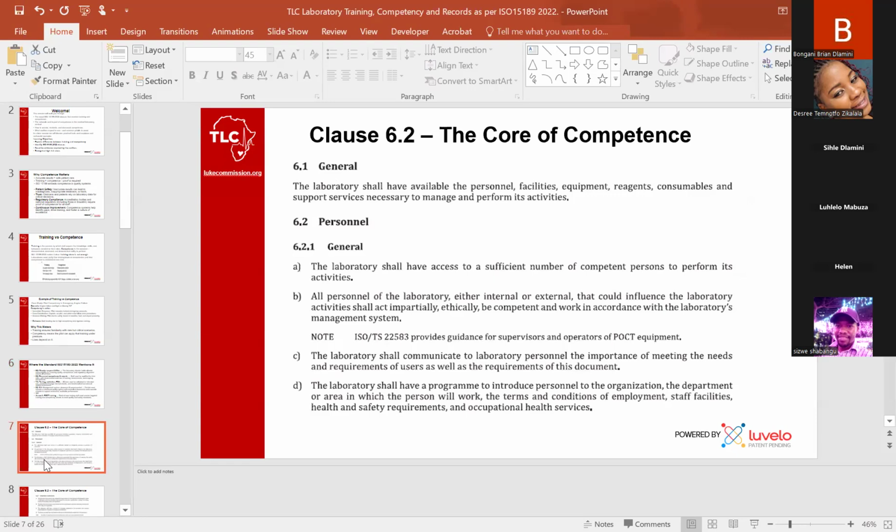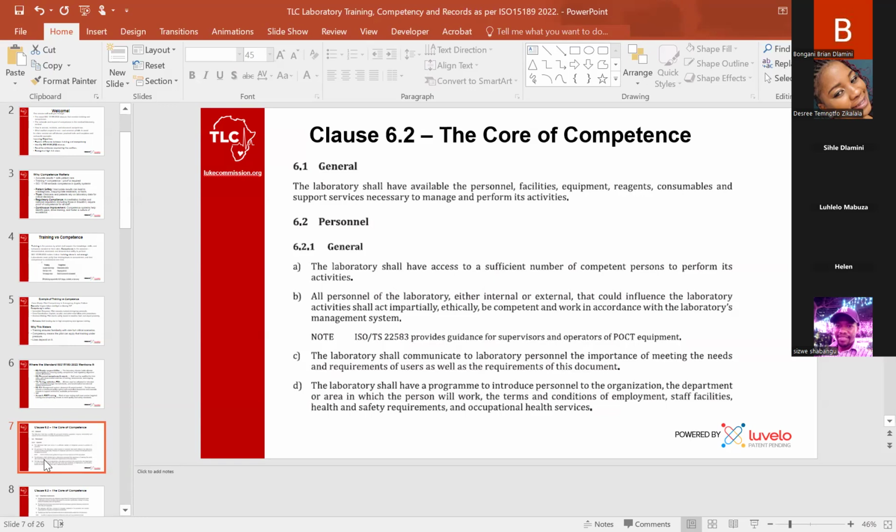6.2 personnel, 6.2.1 general, A, the laboratory shall have access to a sufficient number of competent persons to perform its activities. B, all personnel of the laboratory, either internal or external, that could influence the laboratory activities shall act impartially. We heard about that earlier. Ethically, be competent, and work in accordance with the laboratory's management systems. C, the laboratory shall communicate to laboratory personnel the importance of meeting the needs and requirements of users as well as the requirements of this document.